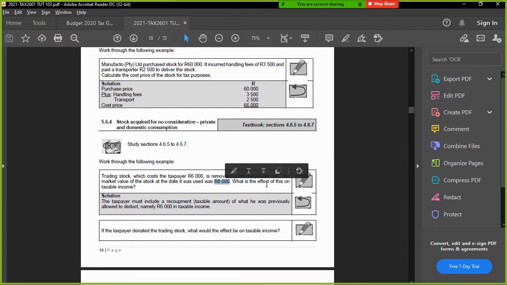What is the effect on taxable income? Notice the taxpayer will include a recoupment. A recoupment is a special inclusion. You're adding it to your taxable income. You're not going to be allowed to deduct it. They're definitely not going to allow you to deduct this as a deduction. It just wouldn't be fair, because then owners will take, and they'll just deduct. Does that make sense?